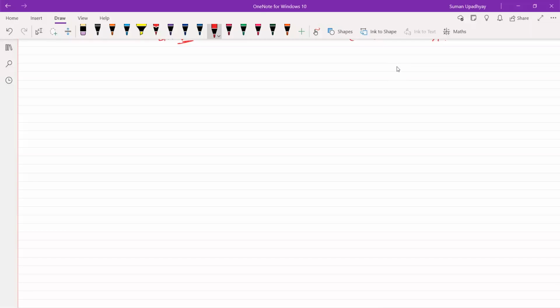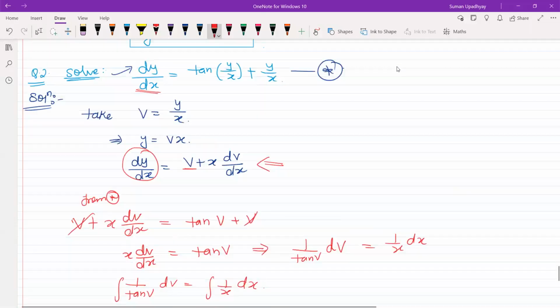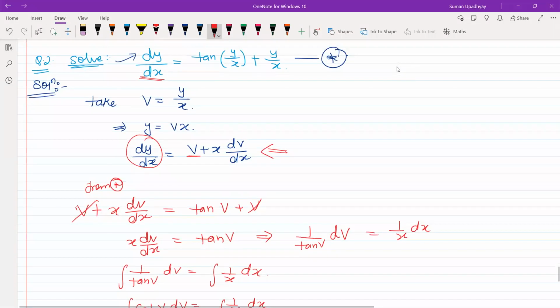For those who have not understood this problem, pay attention. Are you all paying attention over here? So this was my question. This was my given differential equation. I'll just highlight it. dy by dx is equal to tan of y by x plus y by x. This was my given differential equation.